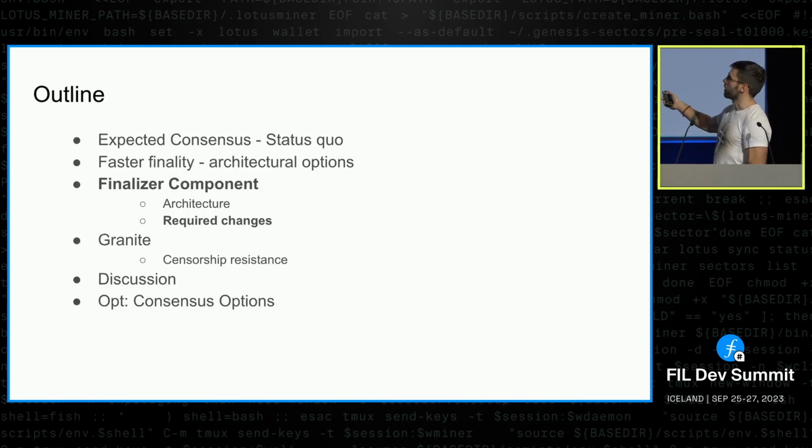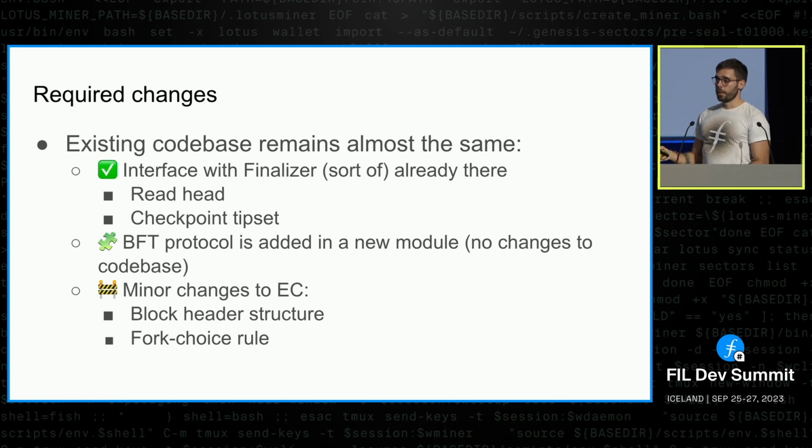Those two interactions can already be implemented by just using existing functionality in the existing implementation of Filecoin. Reading the head, of course, and then finalizing, marking a tip set as finalized, is already given as existing functionality in what is called checkpointing a tip set. So we don't need to make changes there. Then the BFT protocol, Granite, needs to be implemented from scratch, but in a completely separated way, so it doesn't have any effect on the existing code base. But of course, it needs to be implemented. And then there are two minor changes that I think I can convince you are very, very small, and they pay off for the benefit. One is a small change to the block header structure, and the other one is the fork choice rule. That needs to be changed a little bit.